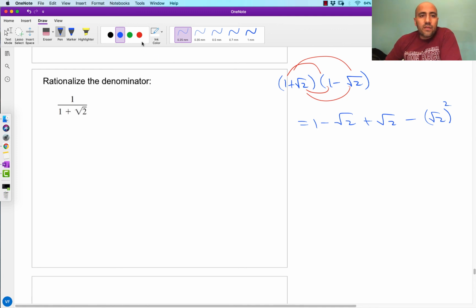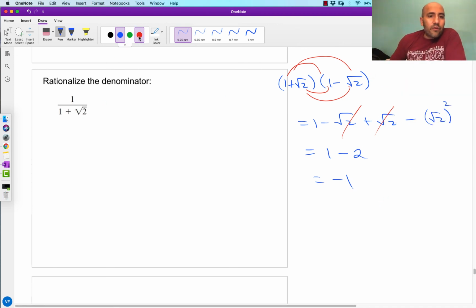The middle terms cancel out, and what we have left over is a 1 minus a 2. Those two cancel out, and we have minus root 2 squared, and root 2 squared is just going to be a 2. So that means that this whole thing just simplifies to negative 1. Okay, so that's what we want to do here.